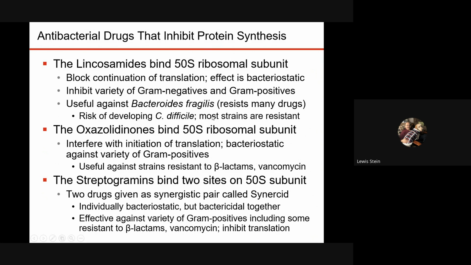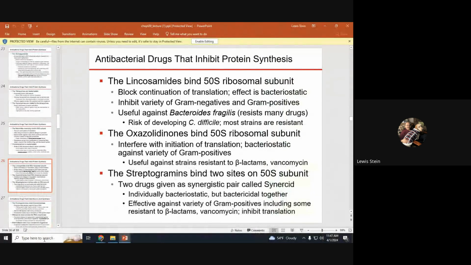We're almost done. As a matter of fact, I will save these two. These two categories are important because this is where we've morphed into these newer categories specifically to target MRSA. So we'll leave it with that. I'll stop there.